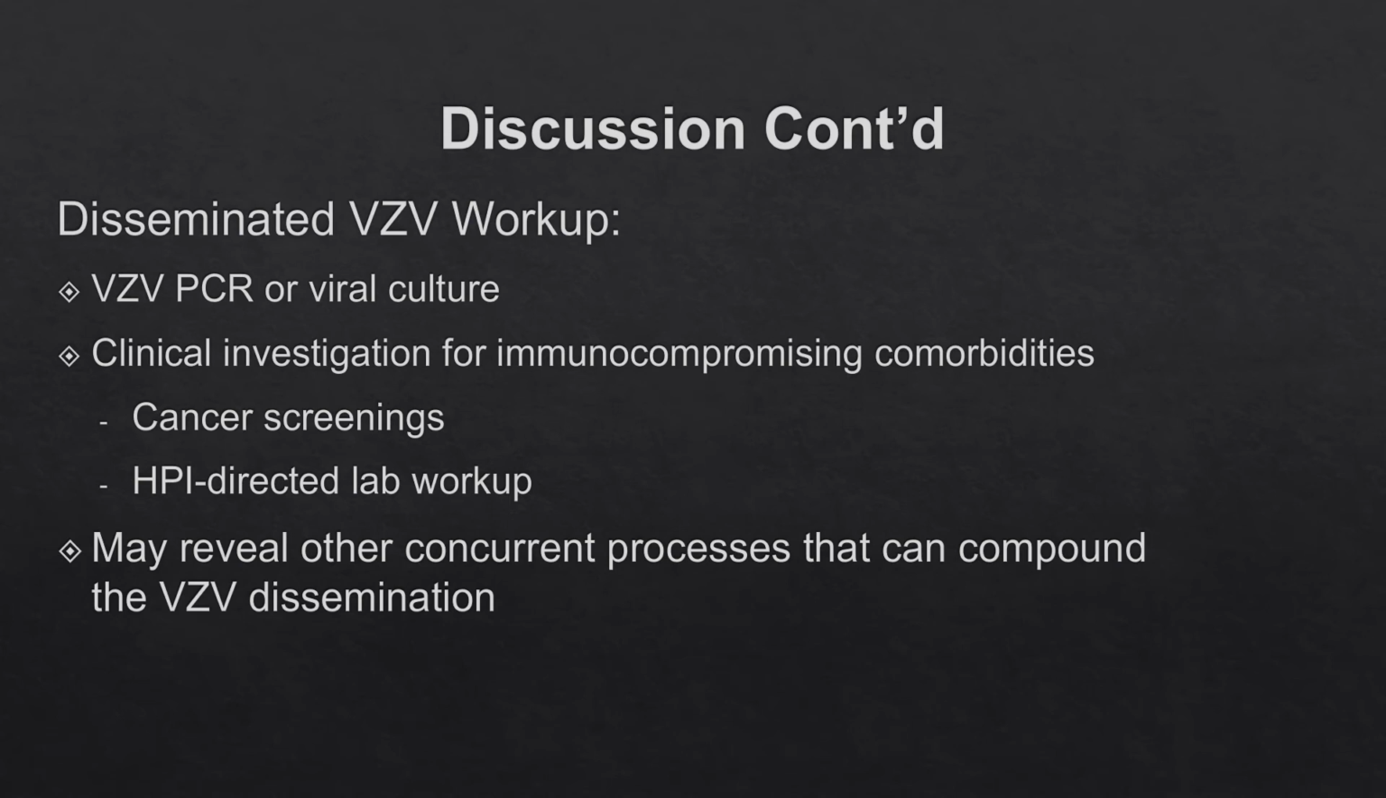These case reports suggest a disseminated shingles workup to include varicella-zoster virus PCR or viral culture. They also recommend a clinical investigation for immunocompromising comorbidities, including regular cancer screenings and any other lab workup directed by the HPI. It's important to recognize that the lab workup may reveal other concurrent processes that can compound the disseminated shingles, such as in this patient's case, where he had vitamin C deficiency. It's unlikely that his vitamin C deficiency caused his disseminated shingles, but it certainly did not help his wound healing.